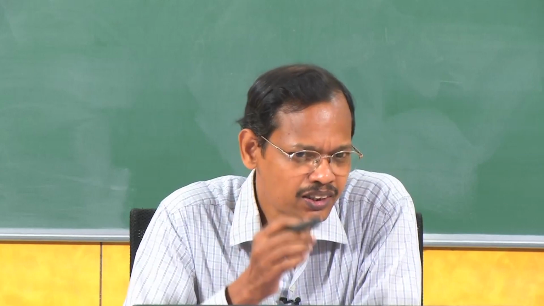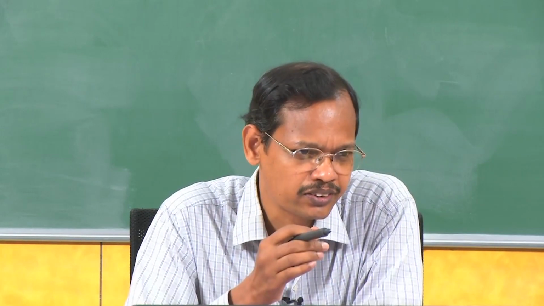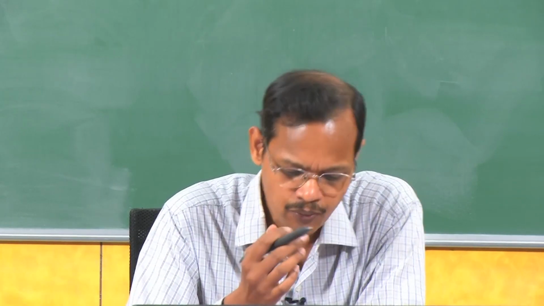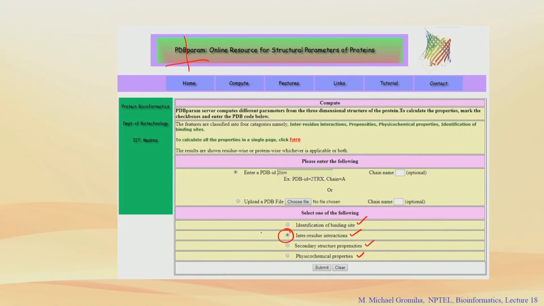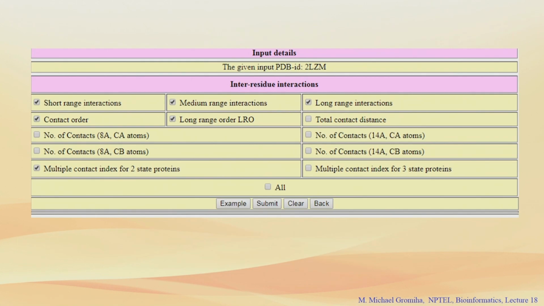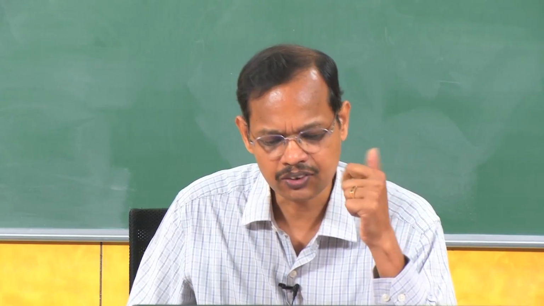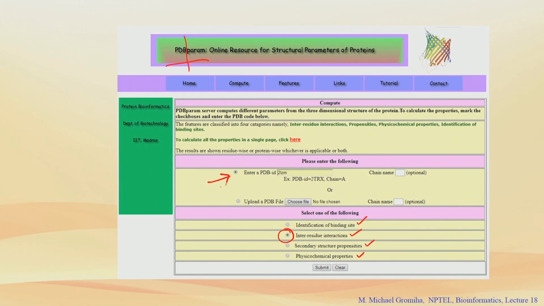If you are interested in interresidue interactions, for example contact order or long range order or short range contacts or long range contacts, you go with interresidue interactions. If you click on interresidue interactions, you will get several options for which parameter you want. To get these parameters, we also require the PDB file. So in the previous slide you have an option to enter the PDB ID. Here I gave 2LZM. You can either give the chain name or, without the chain name also, you can give the PDB ID.